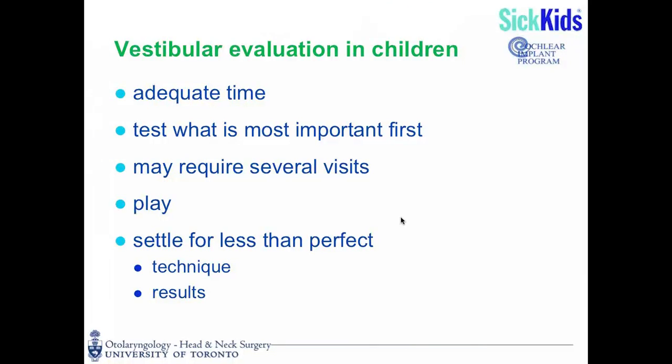You do at times have to settle for less than perfect, and I think as clinicians we at times find this difficult because we want the perfect test that allows us to tell families what we're seeing with certainty, but really at times we have to settle for less than perfect technique and less than perfect results, because I think at times if we wait for it to be perfect, we're never going to test children.